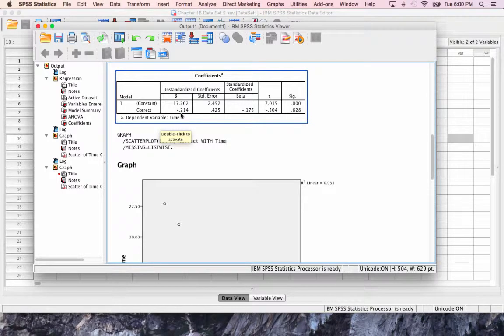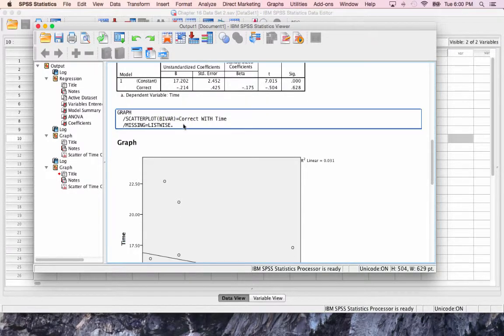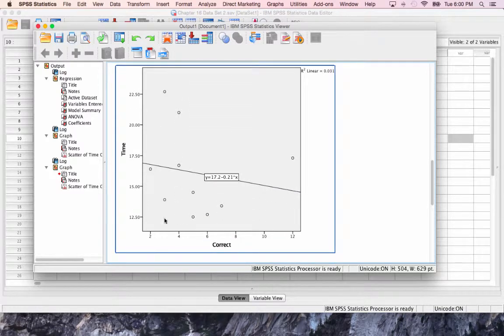This slope value, negative 0.21, tells us the rate of change, or in this case, for every increase in 1 unit on the x-axis, every 1 question the student increases getting correct, we expect the time to drop or decrease, because it's negative, by 0.21 seconds.